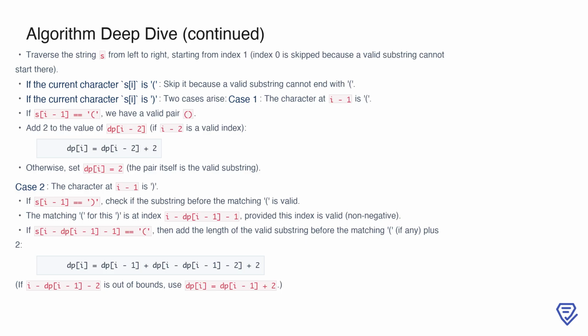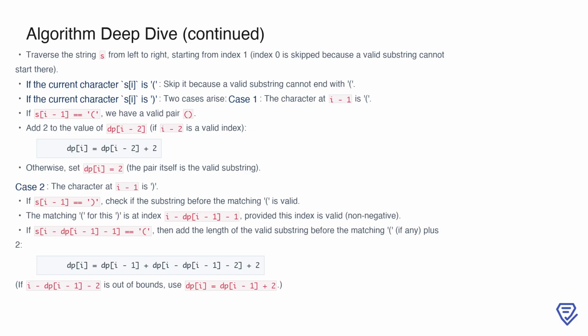Now, we traverse the string S starting from index 1, as a valid substring cannot end at the very first character. During this traversal, if the current character is an opening parenthesis, we skip it since a valid substring cannot end with it. On the other hand, if the current character is a closing parenthesis, we analyze two cases. In the first case, if the previous character is an opening parenthesis, we form a valid pair, and update DP[i] by adding 2 to DP[i-2], provided i-2 is a valid index. If it's not, we simply set DP[i] to 2, representing the pair itself.